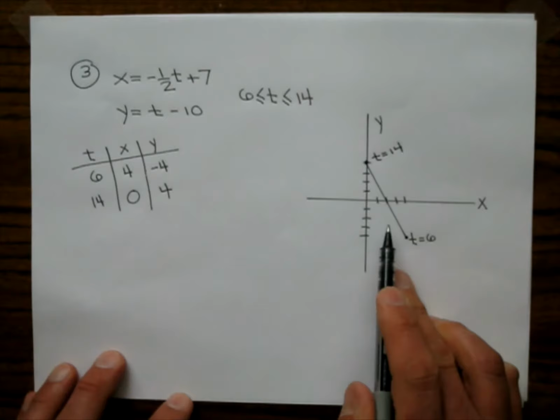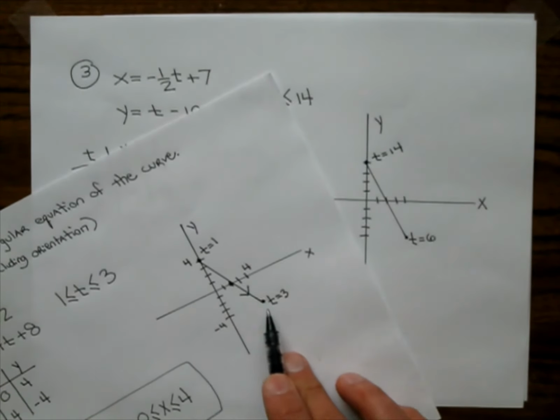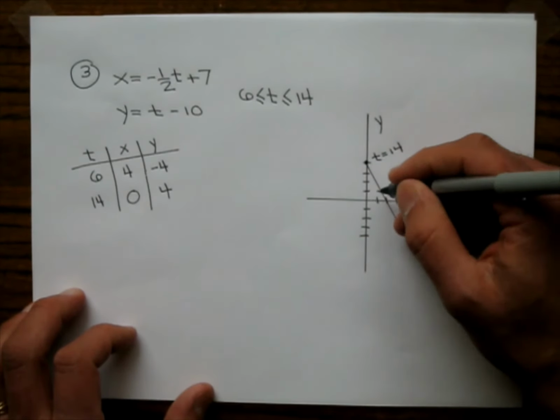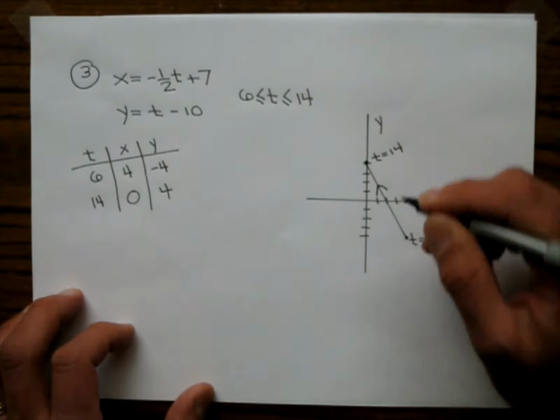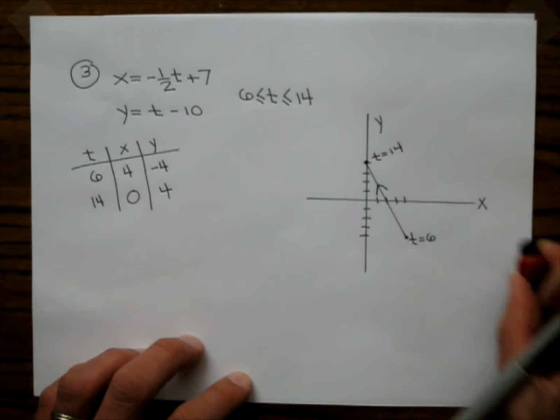So what does that tell you? This is a line segment. It is the very same line segment as the last problem, but what is the orientation on this line segment? The orientation is going up. So now the bug is traveling from here up to there.